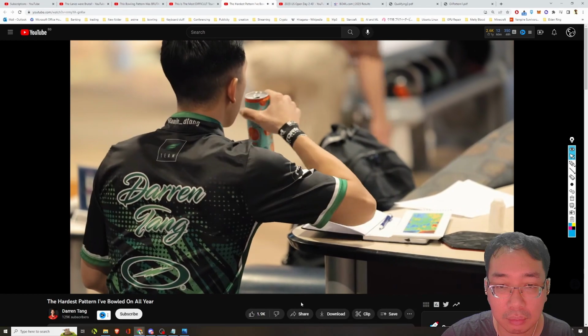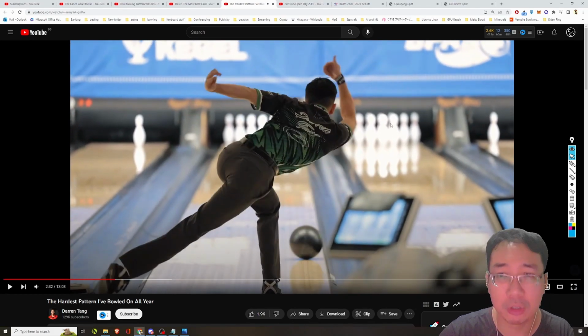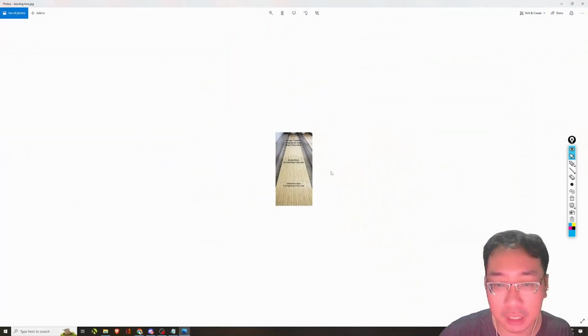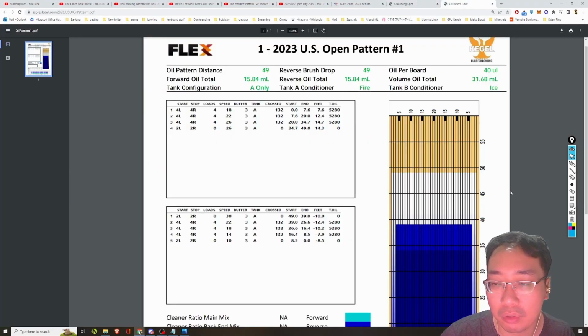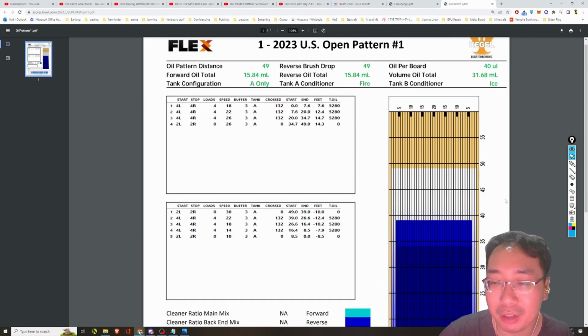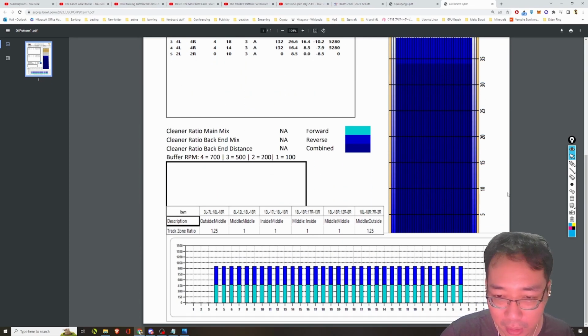It's very deceiving to the eyes. Okay, so maybe I do understand what Chris Vile is saying, so maybe I'll try my best to explain it. So lane chart here, let's look at the oil pattern again, right? For bowlers who just tuned in to the middle of the video, or you didn't remember the pattern.